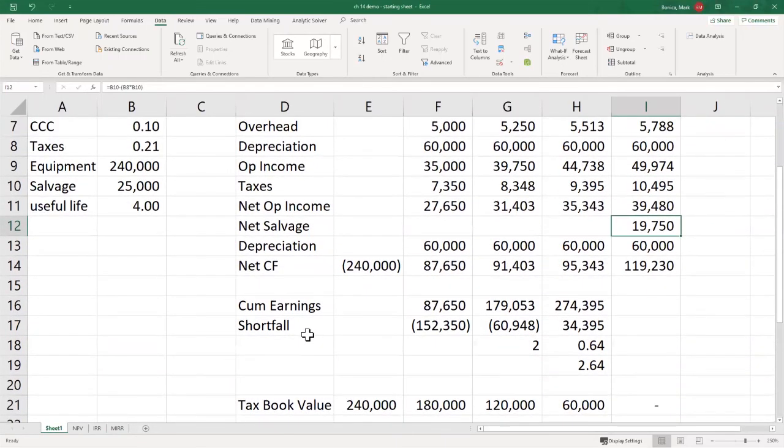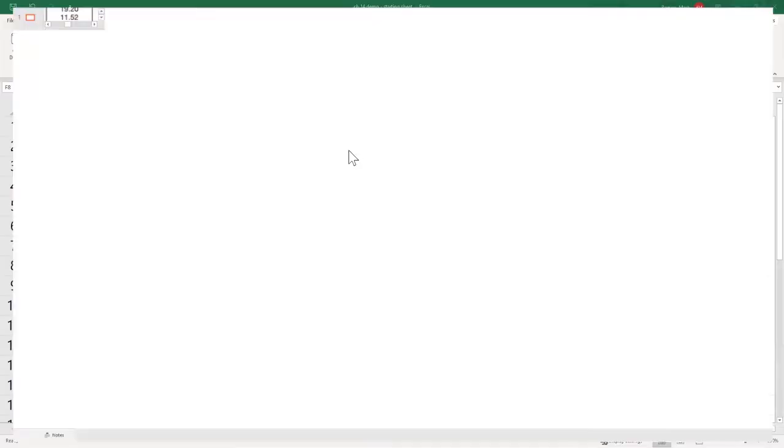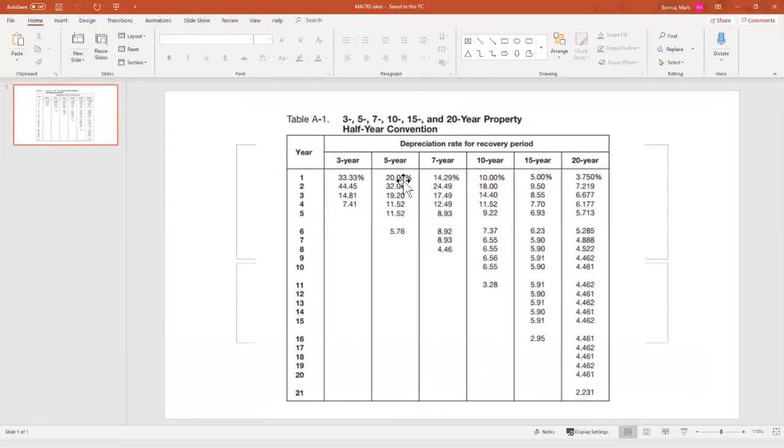So in year one, what MACRS does is it allows businesses to take larger chunks of the depreciation up front. So in the first 2 years, you get to depreciate half of the value of the asset. With a 5-year straight line depreciation, you would have taken 40% after the first 2 years. Under MACRS, you take 52% of the value in depreciation.